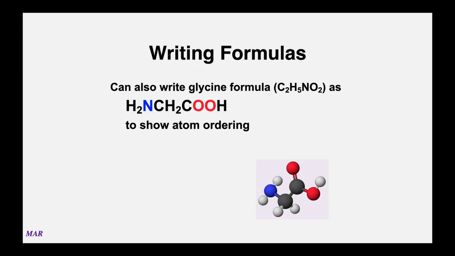But the problem with some of these formulas is there's more than one way to write them. Now, the picture down there shows how the atoms are actually oriented in space. So scientists will sometimes, instead of writing it C2H5NO2, write it H2NCH2COOH. And you can see they're trying to follow the pattern on the molecule. So this part right here is the NH2, which is first. This is the CH2. Then there's a COOH. All right. So that's another way that sometimes people represent these.